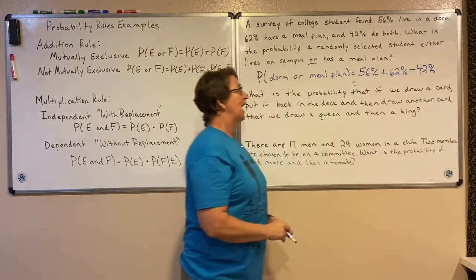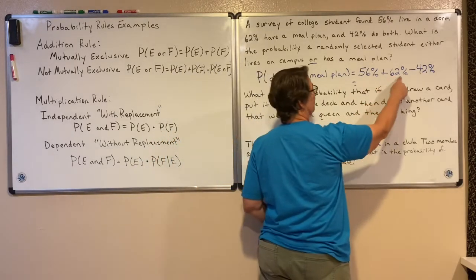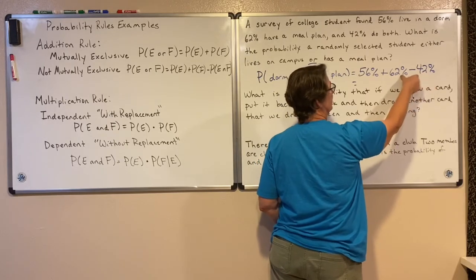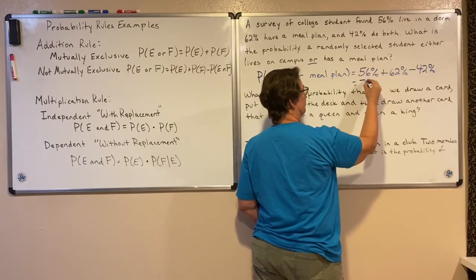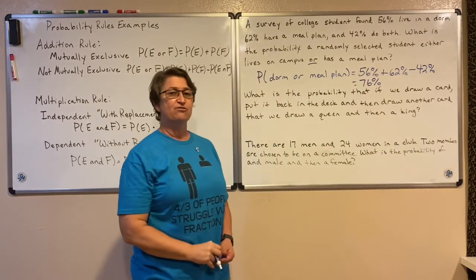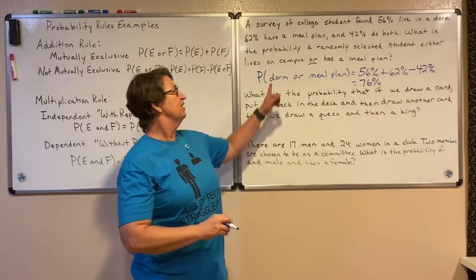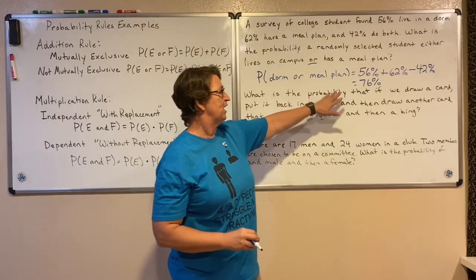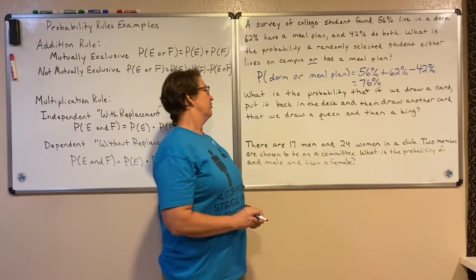So now I just do some addition and some subtraction. So 62% minus 42% would give me 20%. 20% plus 56% is 76%. So 76%, the probability that I randomly choose a student that has a dorm or a meal plan would be 76%. Let's do another example.